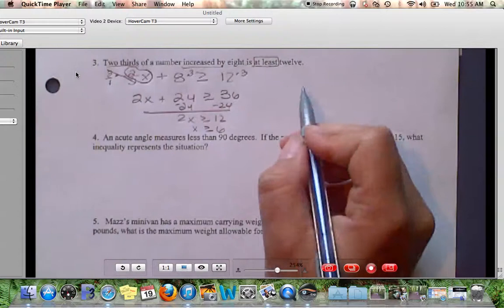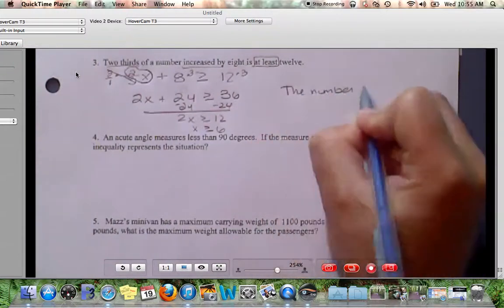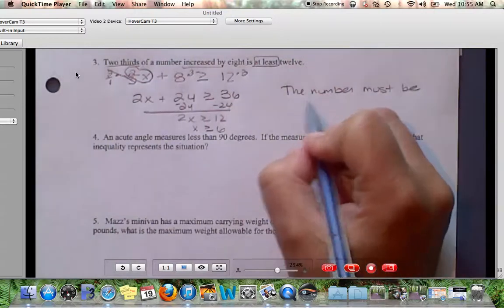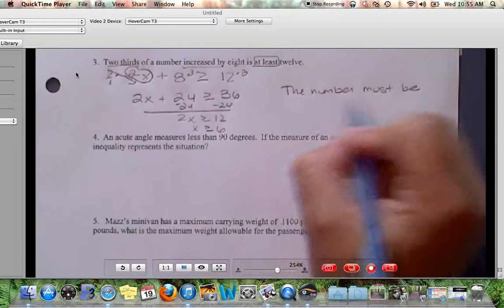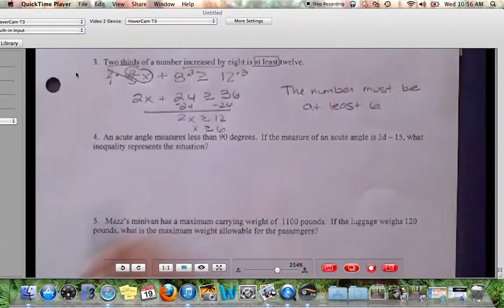So 2/3 of a number, the number must be, you can say greater than or equal to 6, or you can say the number must be at least 6.